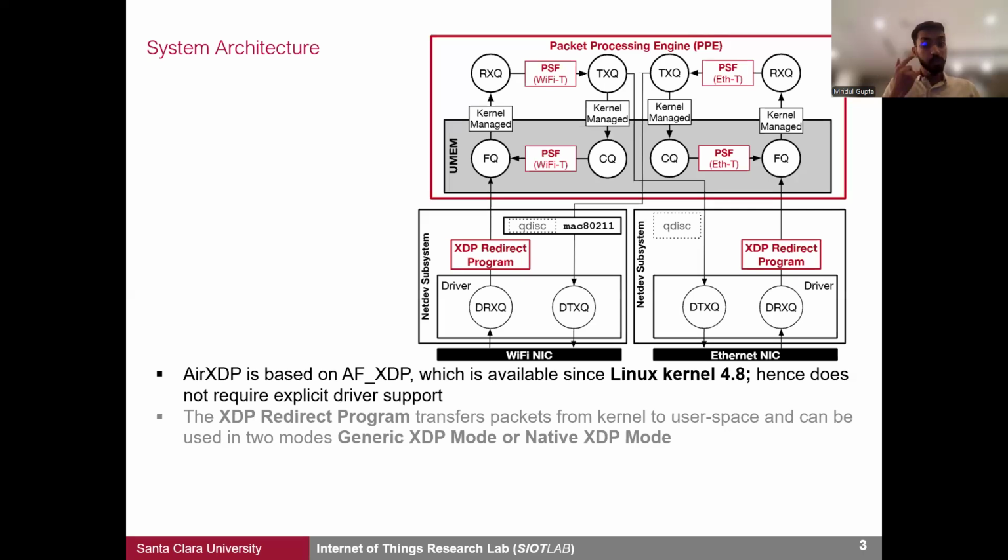The first major component of AirXDP is the XDP redirect program. This is a kernel program that is attached to the NIC on its ingress end. The responsibility of the XDP redirect program is to forward ingress packets from the kernel to the user space. Certain rules can be created within the XDP redirect program so as to only forward those packets that are of importance to the user. There are two different attach modes. One, the generic XDP mode, the second, native XDP mode. We will talk about the differences between the two in the next slide.